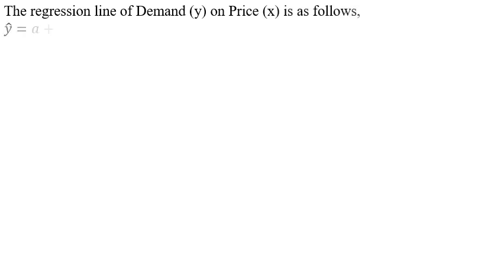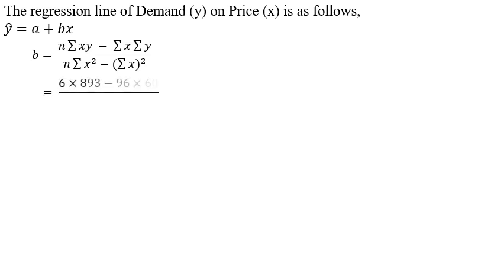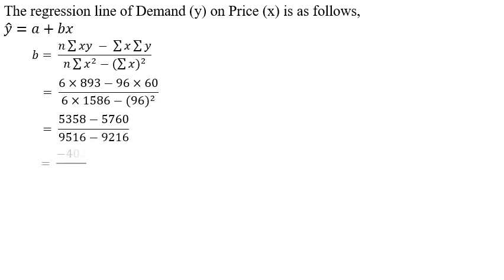After that, give a title. The regression line of demand on price is as follows, that is y cap is equal to a plus bx. Now b is n summation xy minus summation x summation y divided by n summation x square minus summation x the whole square. Now in this, put the values which we have calculated, and once you are done putting the values, multiply them and square them as we have been doing, and subtract them. We get a negative answer.